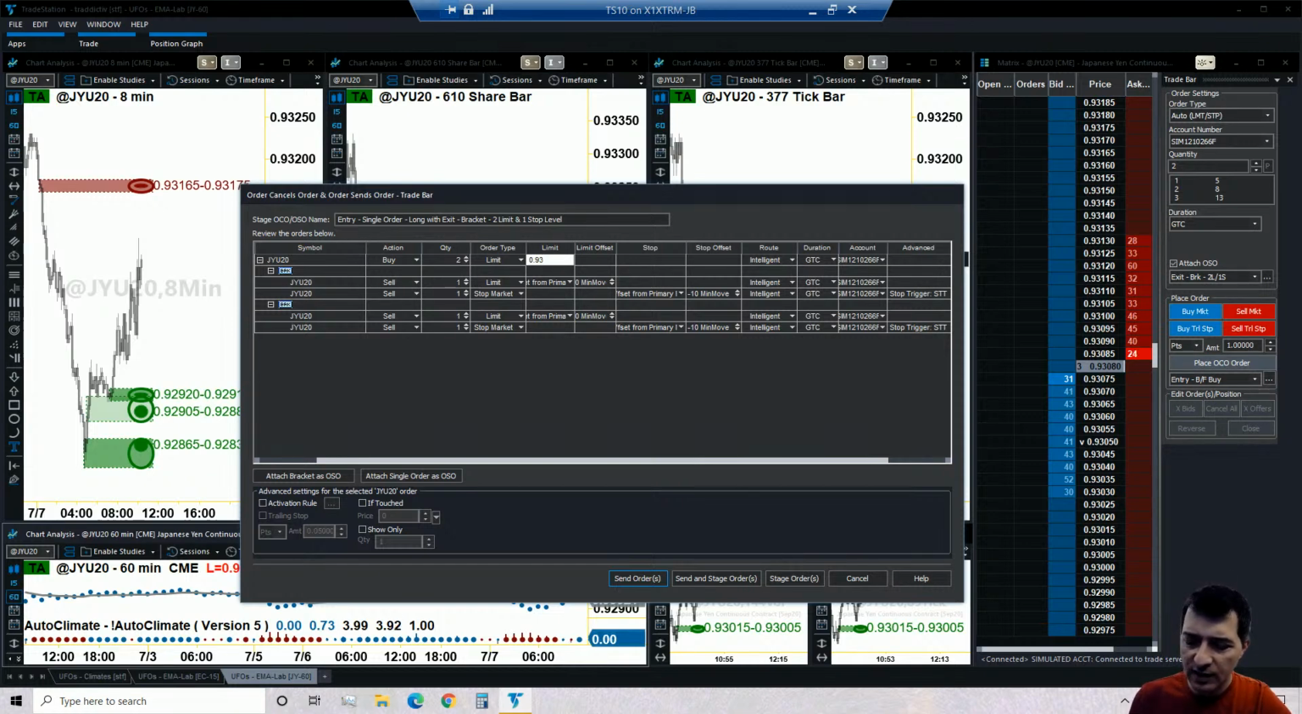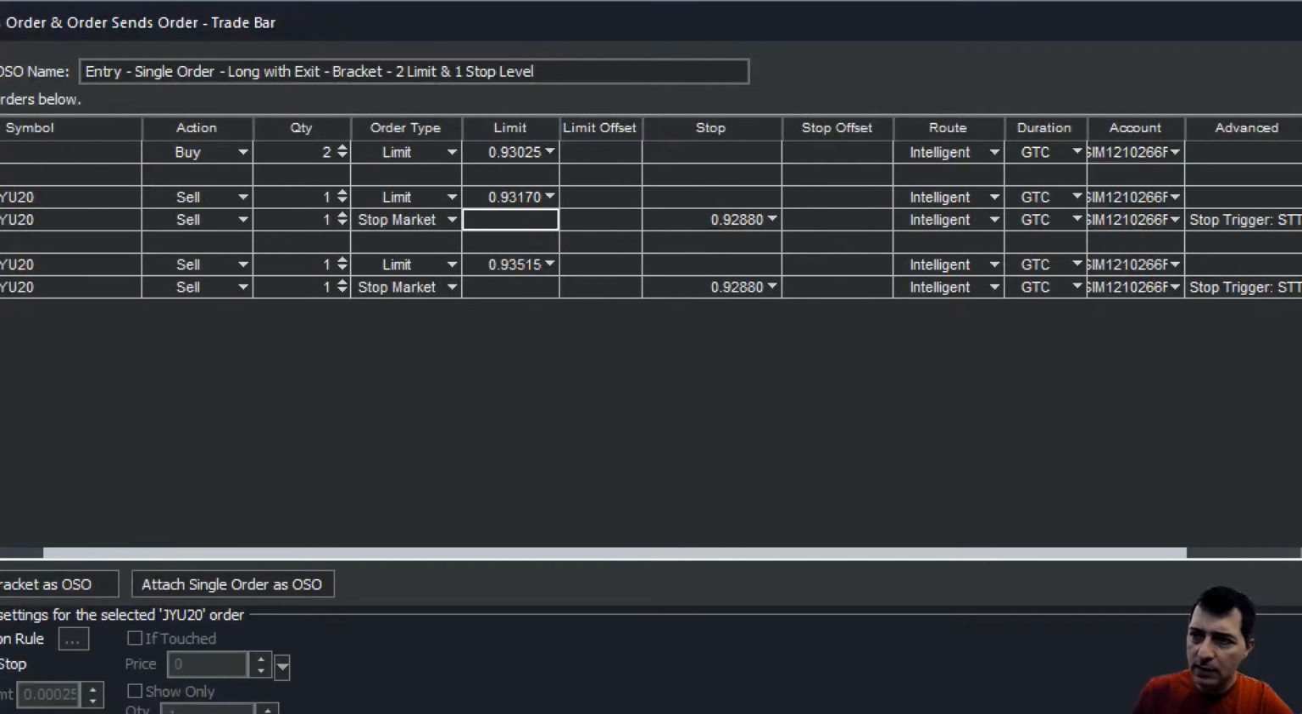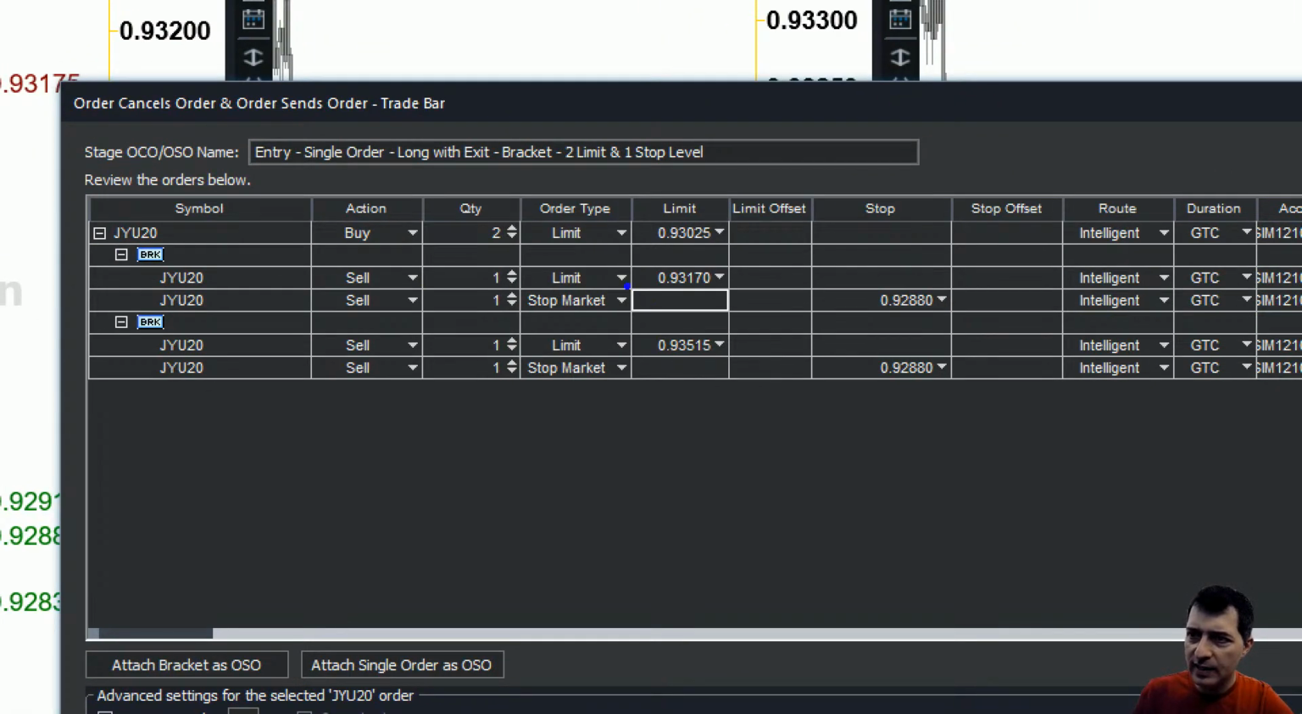Okay, so 93.025, that was the entry. 92.88, that was the stop. Final target 0.93515, and 0.9317, that was the safety target. Okay, so let me zoom in so we can review this together, and you can also take a screenshot.